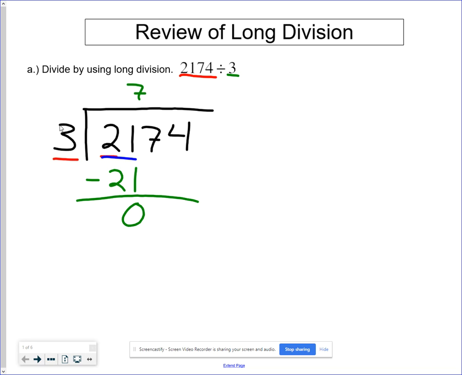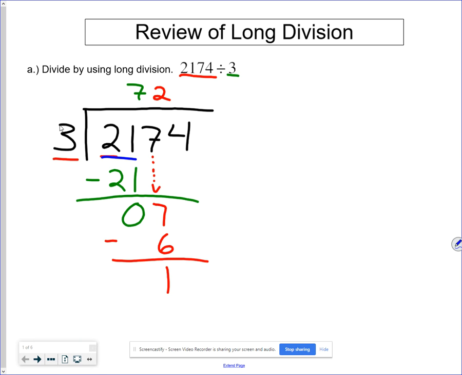Now we'll take our next number, 7, and bring it down. How many times does 3 go into 7? Well, 3 goes into 7 twice, because 3 times 2 is 6. If we put a 3 there, it'd be 3 times 3 is 9, which is greater than 7. So we have to stay less than 7, so we'll have 6. So 7 minus 6 is 1.